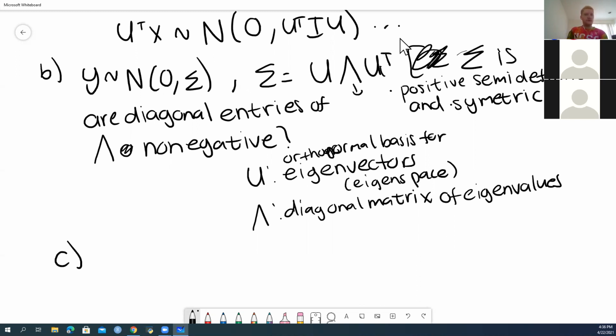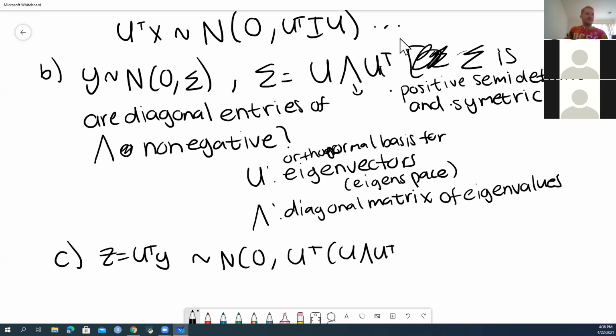Then C, you want to find the distribution of Z equals U transpose Y. Again, it's just the same thing. Normal, 0, U transpose U sigma, U transpose, U. Simplify. Like I said, they're pretty much all the same problems.